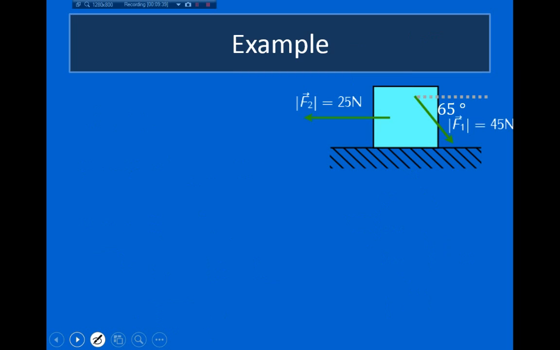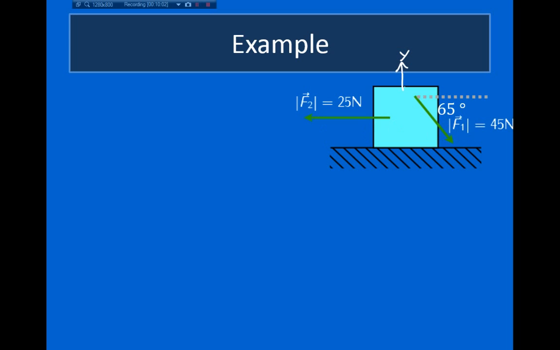Now the second part of the problem asked us to find out what the acceleration of the box is. Okay? So we know the box is not accelerating in the up-down direction, right? In the y direction, the acceleration was 0. We know that because the normal force cancels all the forces in the y direction. So the acceleration is going to be in the x direction.